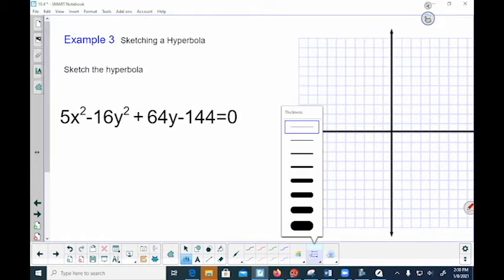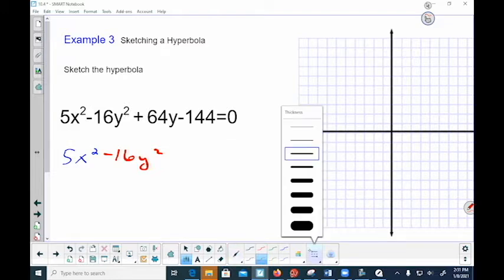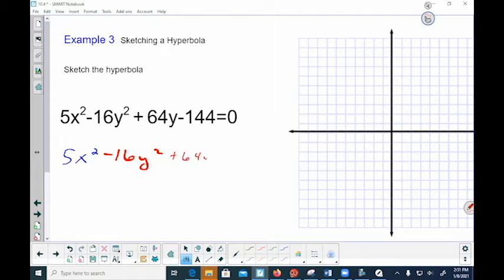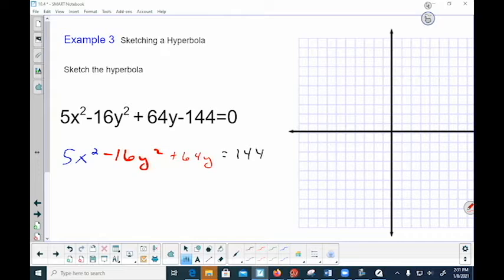This one has 5x squared minus 16y squared plus 64y minus 144. So the first thing I'm going to do is complete the square at least once. I'm going to put all my x's together, all my y's together, and anything that is a constant I'm going to put on the other side by itself. So I am going to write 5x squared minus 16y squared plus 64y, and then I'm going to put that 144 over to the other side. So I'm going to add 144 to both sides.